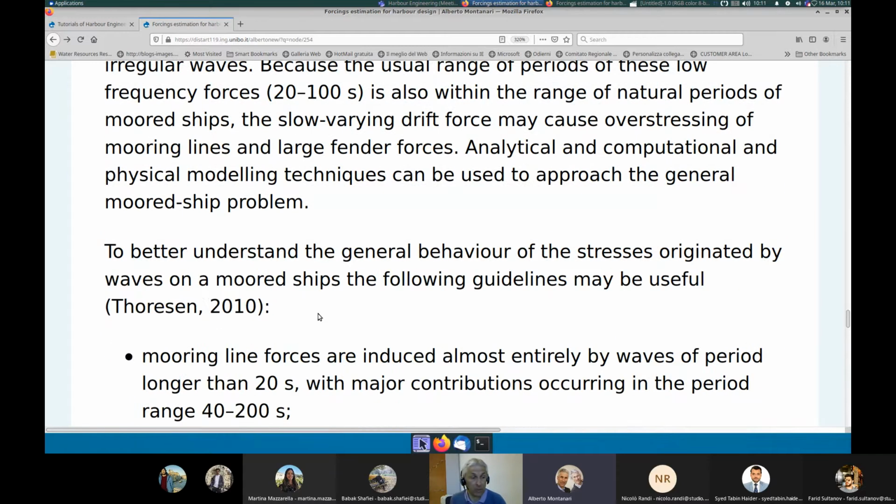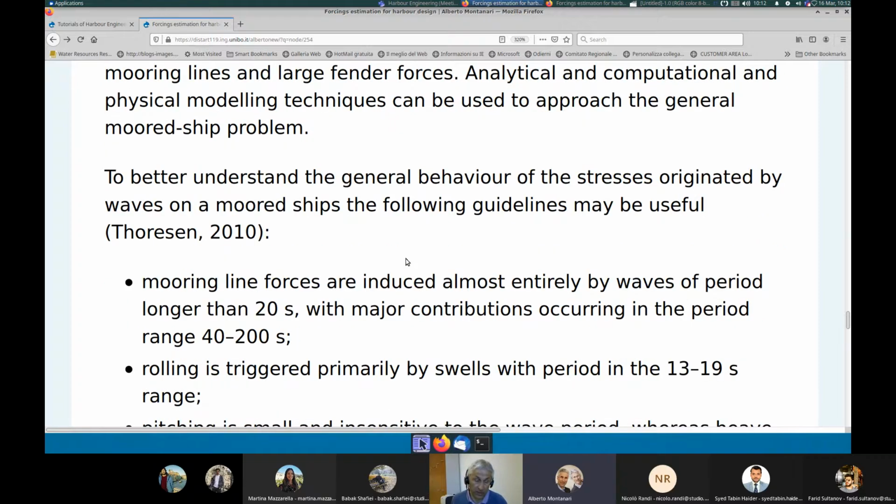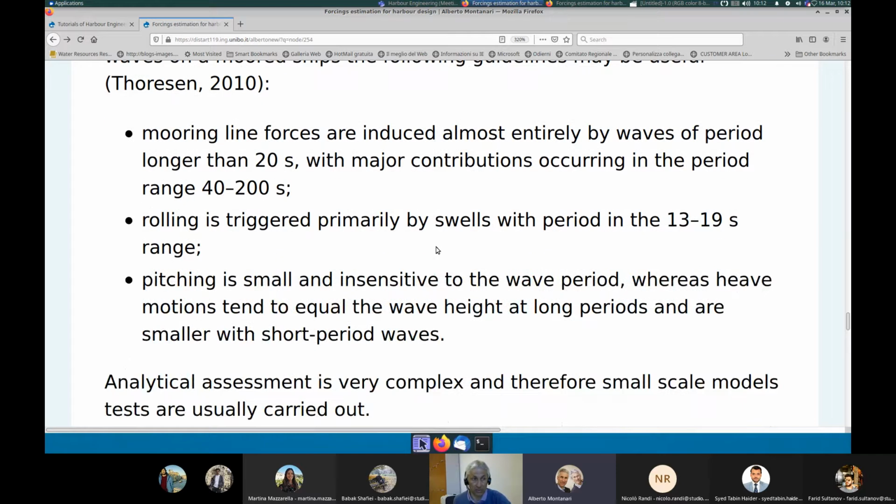And, you know, to better understand the complexity of the problem, and in particular, to better understand the general behavior of the stresses that are originated by waves, the Port Designer Handbook provides the following guidelines, which I am now projecting on the screen. And let me explain why we need guidelines. So we already said that the problem is complicated. You know, it's complicated.